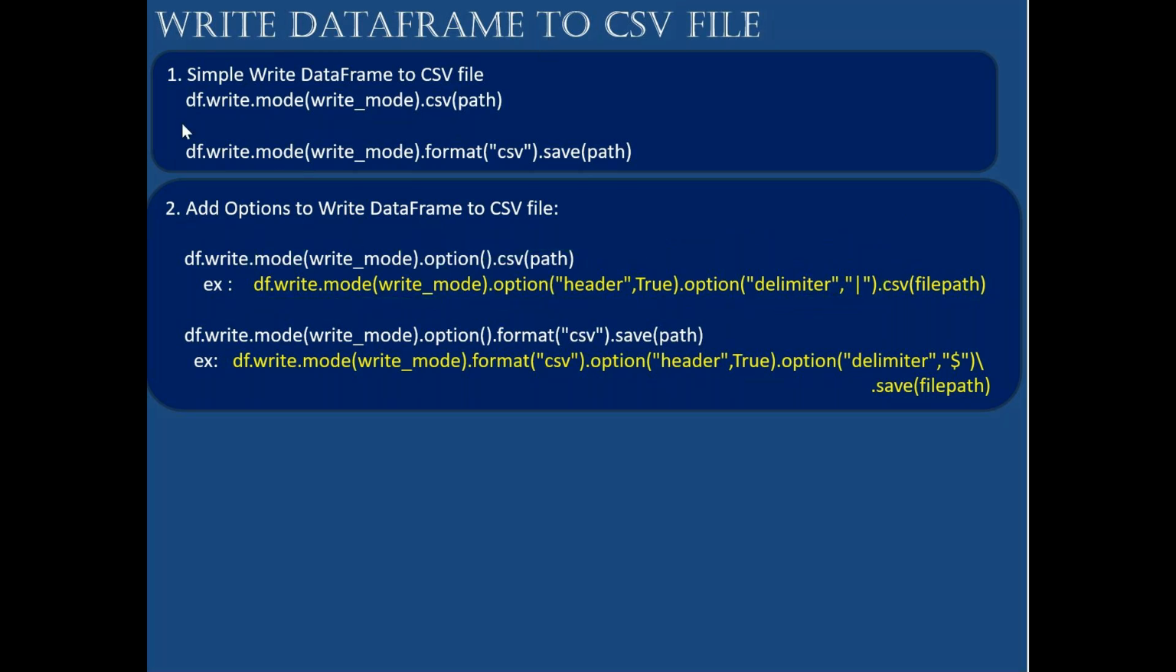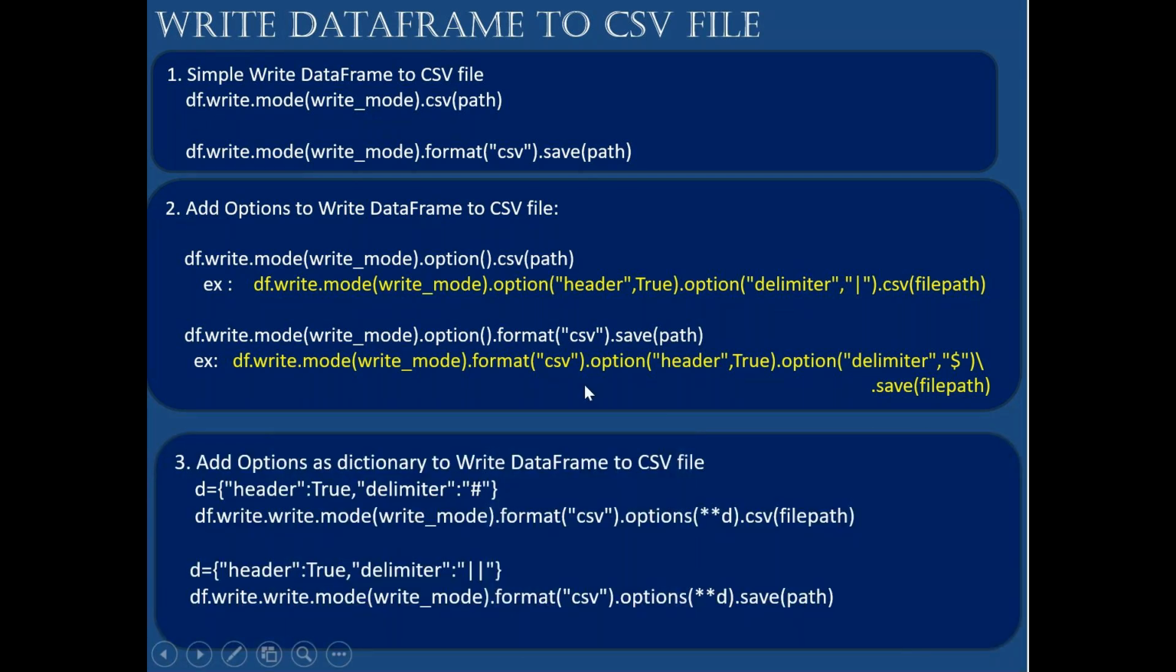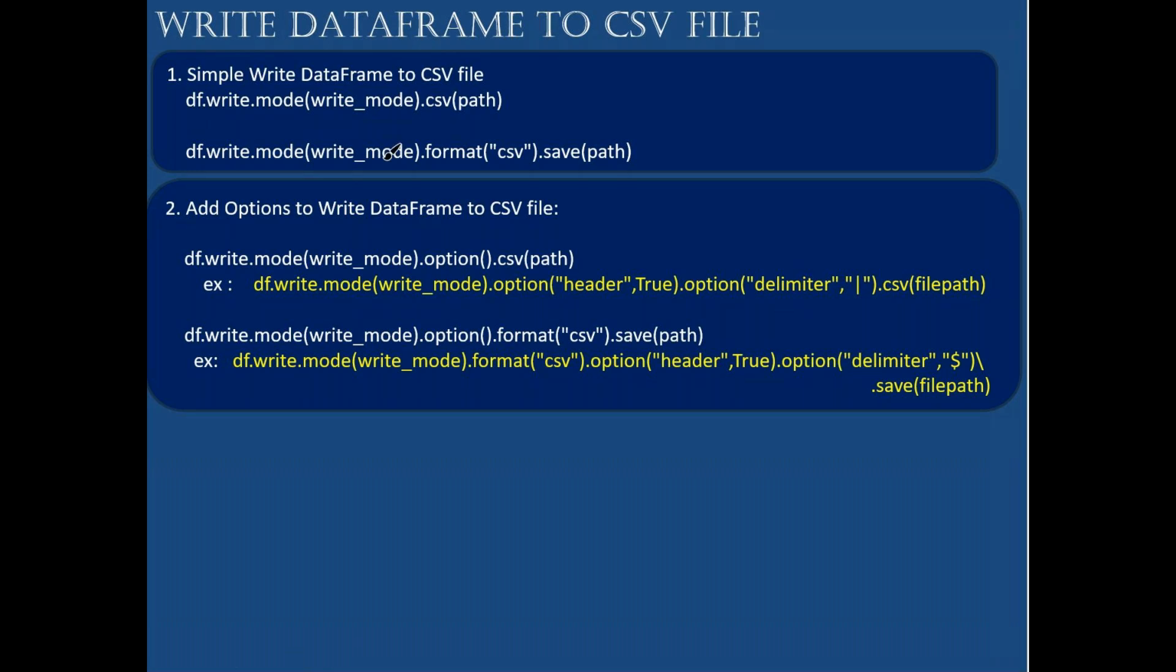So df means when you read the data from some location, you will get a data frame. After transforming, you get a result as a data frame that I am writing in the different modes. You can overwrite, you can append, and you can save it into the target path. This is one syntax. The second syntax is format of csv dot save.